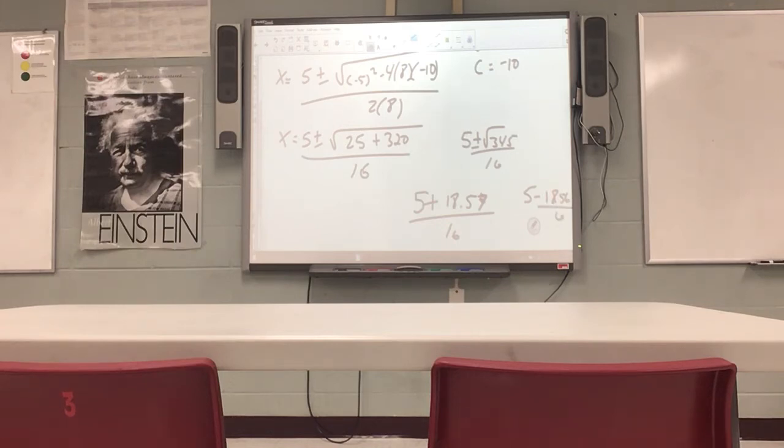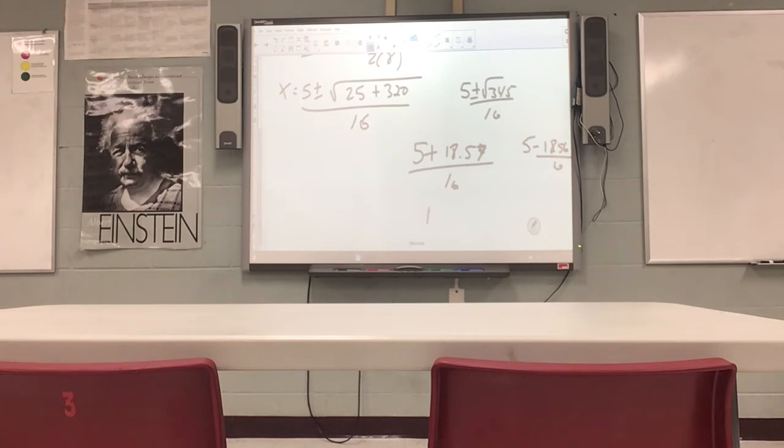Do the top first, so do 5 plus 18.57, enter. So just plus 5, enter, and then divided by 16, enter, and I got about 1.47 for the one on the left. Okay, now I'm going to go back and do 5 minus 18.57. Enter, divided by 16, enter, and I got about negative 0.85. About.